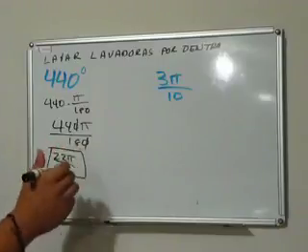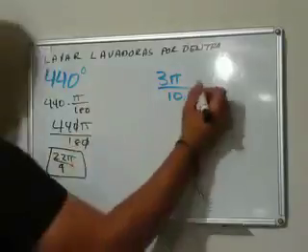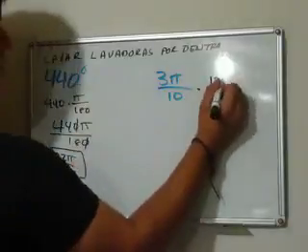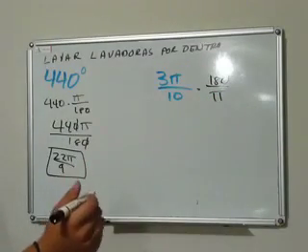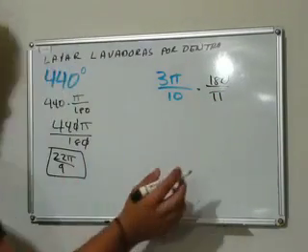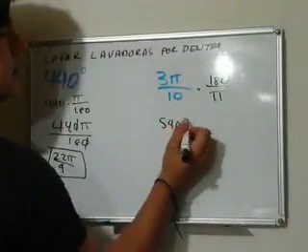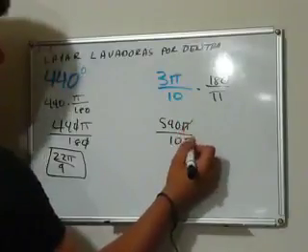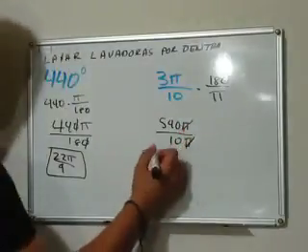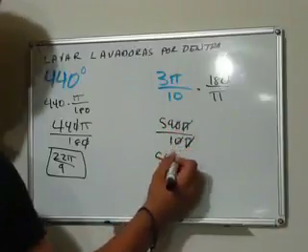Now we're going to do it backwards, from radians to degrees. We have to multiply by 180 over pi. The answer here is 3 times 180, which is 540 pi over 10 pi. Since there are both pi's, we can cancel them out, and we can also cancel out the zeros. We end up with 54 degrees.